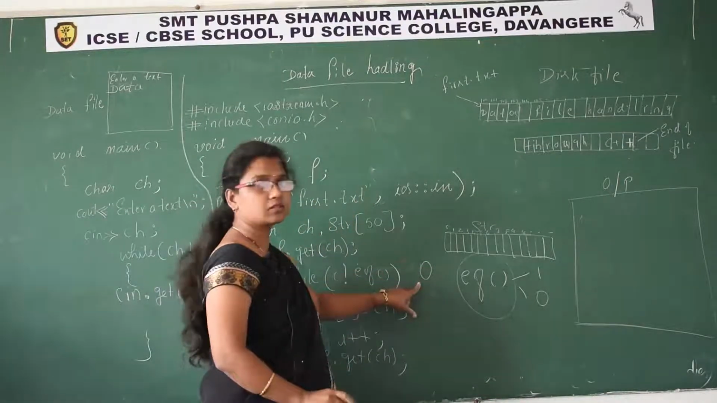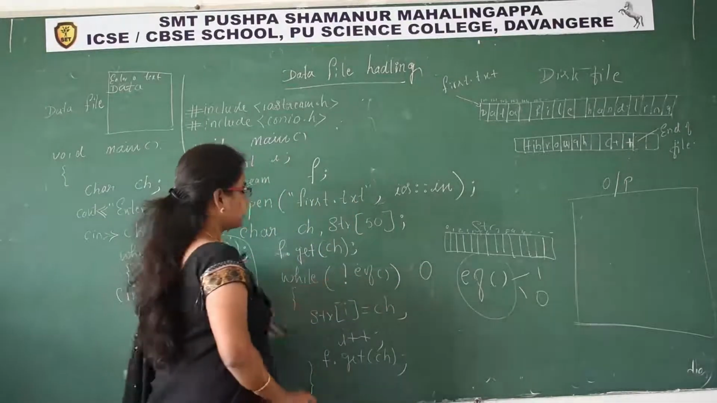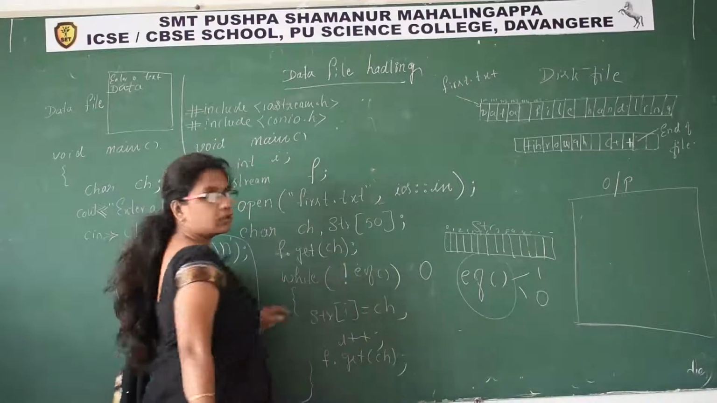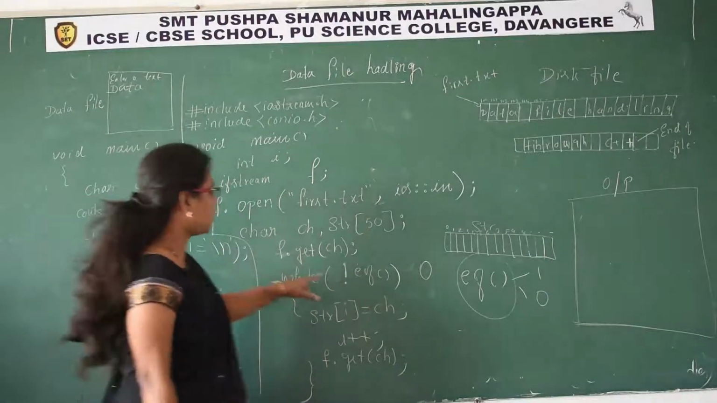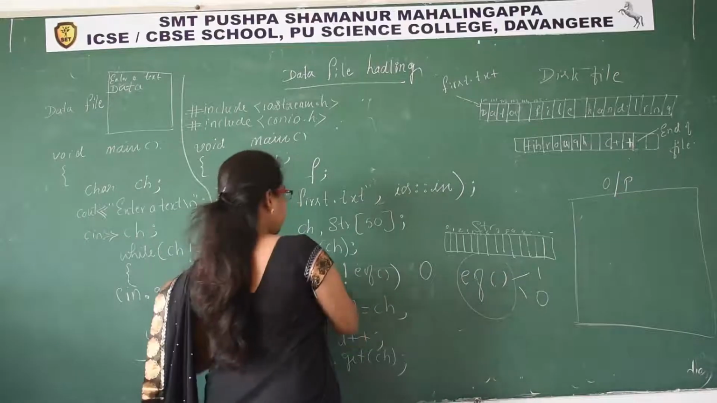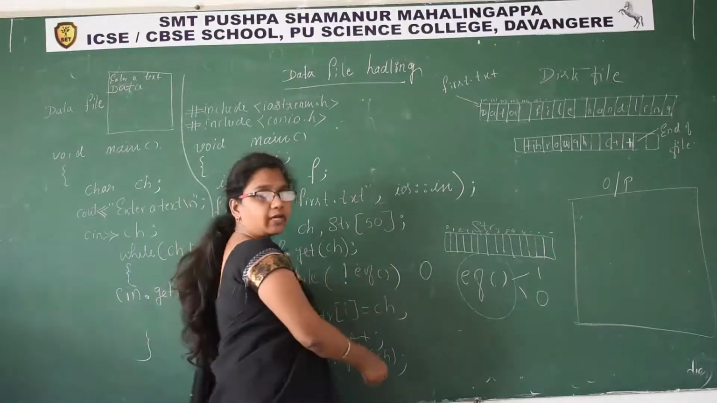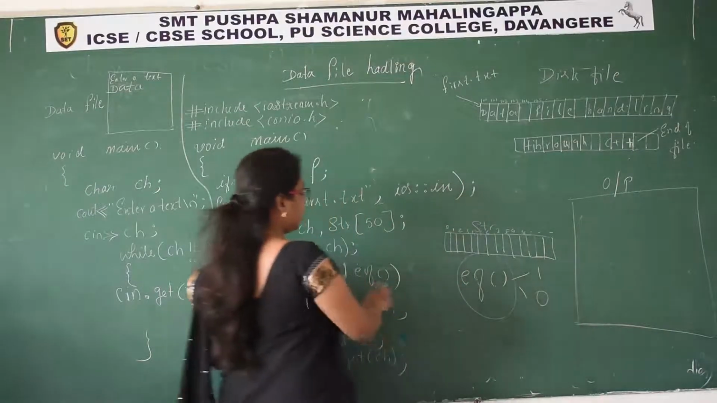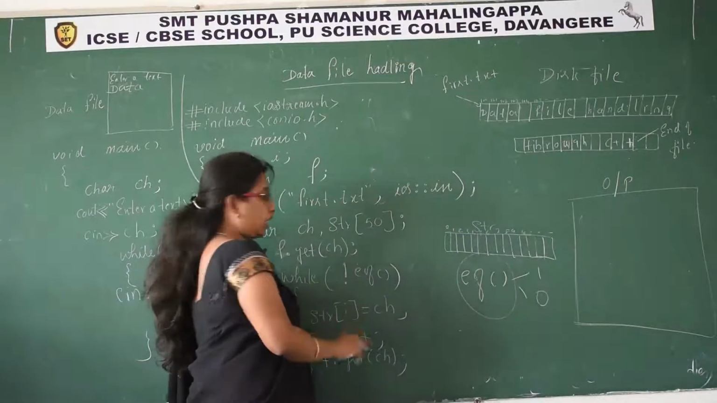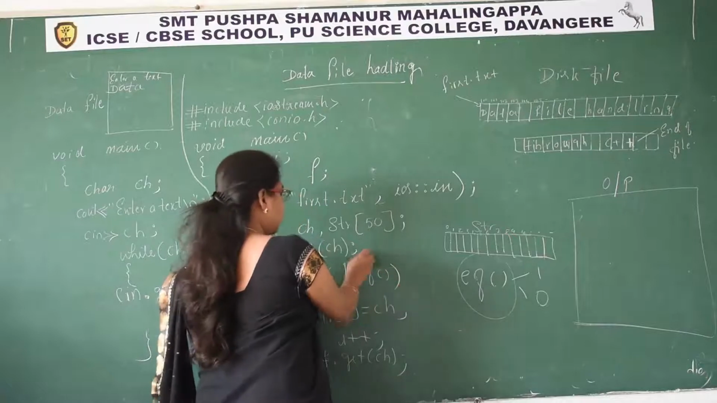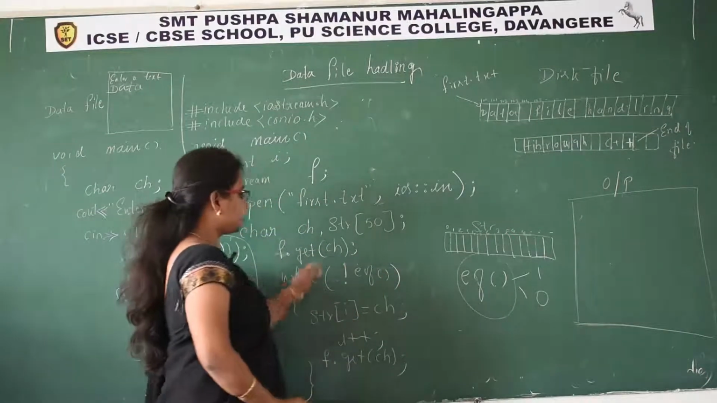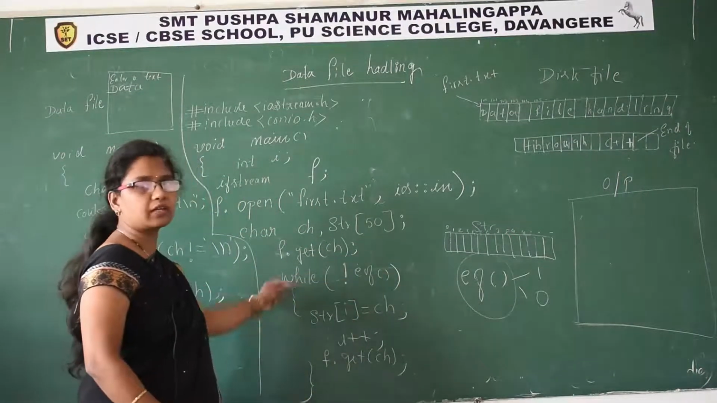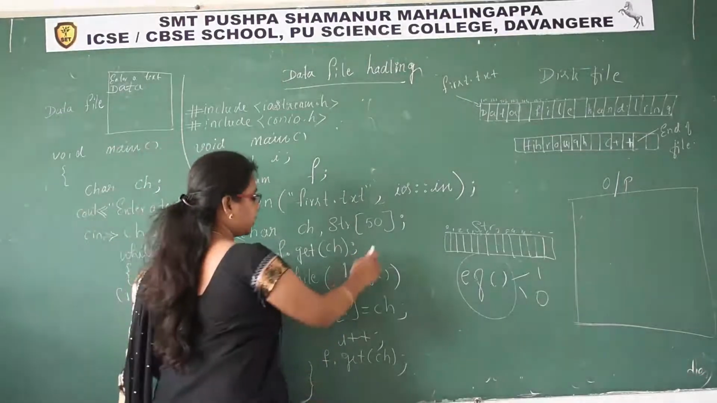Not 0 means 1, you apply not here. Not negates the value. Not 0 means 1. If while gets 1, it means enter the loop. If it is end of file, if nothing is there in the file, then EOF returns 1. Not 1 means 0, then while contains 0. If 0 is there, it won't enter the loop, it terminates the loop. In this way you can write.